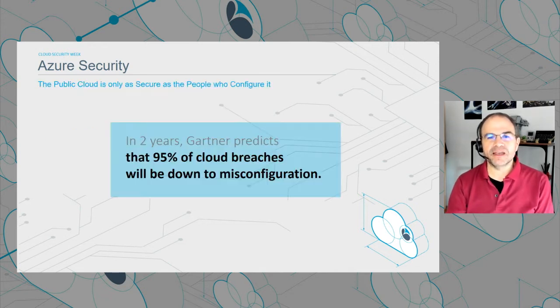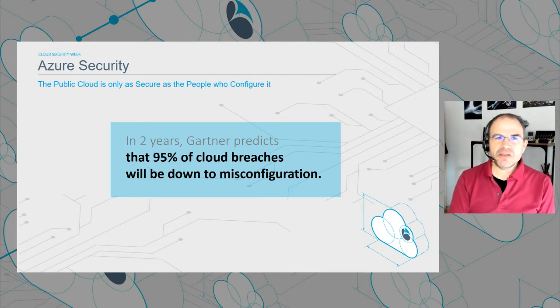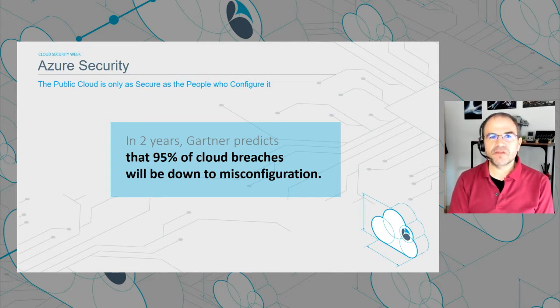The biggest bit here is human beings, because in 2 years, and in fact, this is probably 18 months now from when Gartner issued this. So 18 months to 12 months, Gartner predicts that 95% of cloud breaches will simply be down to misconfiguration. Now, the thing I find fascinating about that is you take into account the misconfiguration element and how that works.